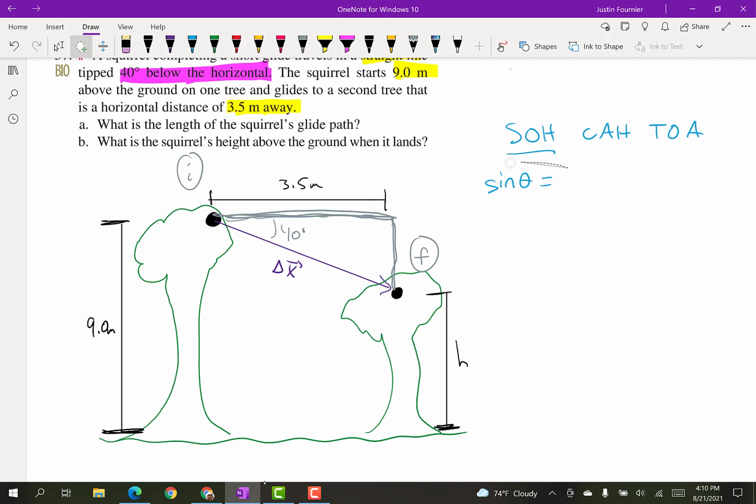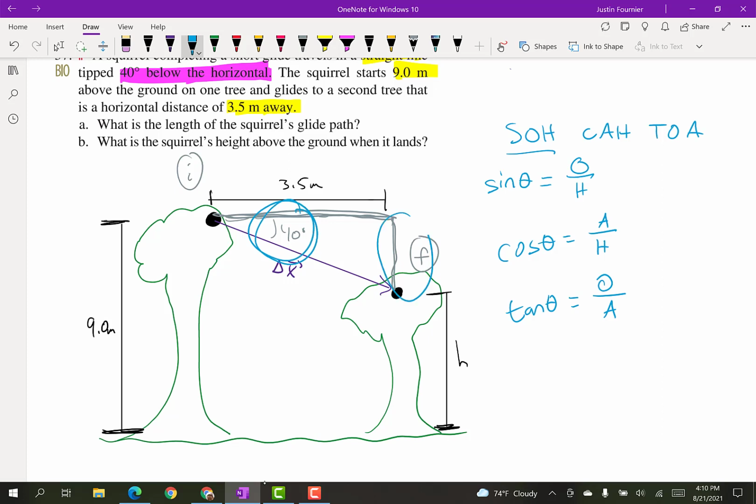Sine of my angle, this is what SOH does, is the opposite over the hypotenuse. Cosine of my angle is the adjacent over the hypotenuse. And then tangent, these are all operations on your calculator, is equal to opposite over adjacent. If I have an angle, the opposite side of the angle would be here.